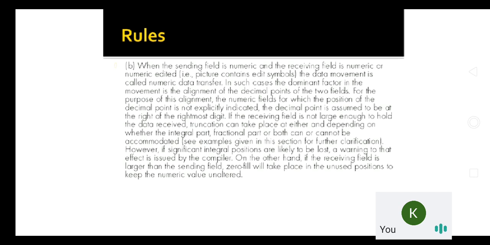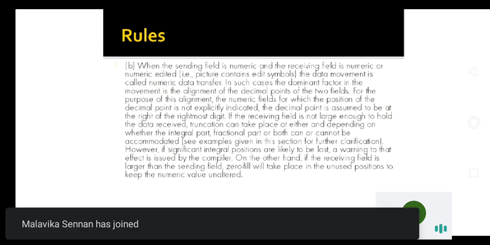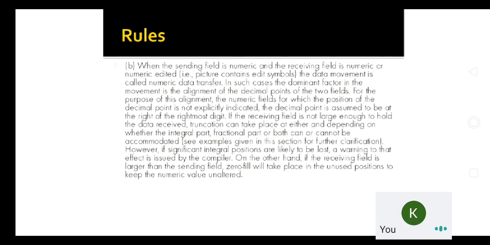On the other hand, suppose the receiving field is larger than the sending field, then what will happen? That's going to be a question. Suppose the receiving field is a larger one, it won't be a problem. There will be some zero fill, in the sense the remaining digit positions will be filled with zero values. It takes place in the unused positions to keep the numeric value unaltered. So to have that numeric value without any changes, the remaining positions get filled with zeros.